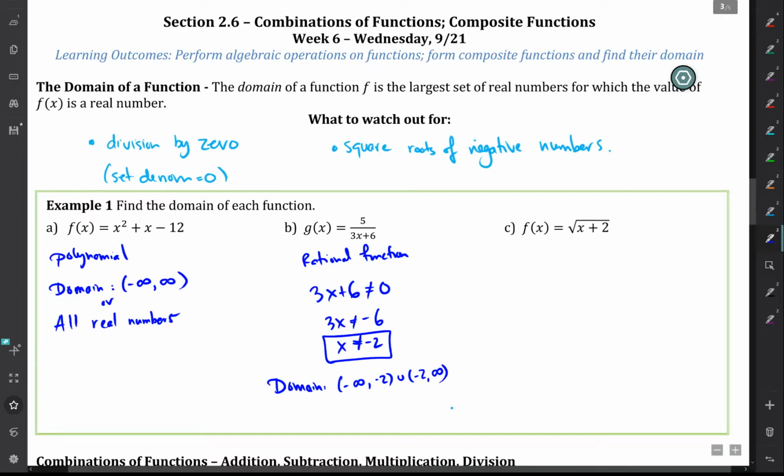Alright, now the last example, this is a square root, and remember we can't take the square root of a negative number. So we want x plus 2 to be greater than or equal to 0. So the domain is all x such that x plus 2 is greater than or equal to 0, or x is greater than or equal to negative 2. In this case, you could write the domain in set builder notation: the set of all x in the real numbers such that x is greater than or equal to negative 2, or you could say that it's negative 2 to infinity.